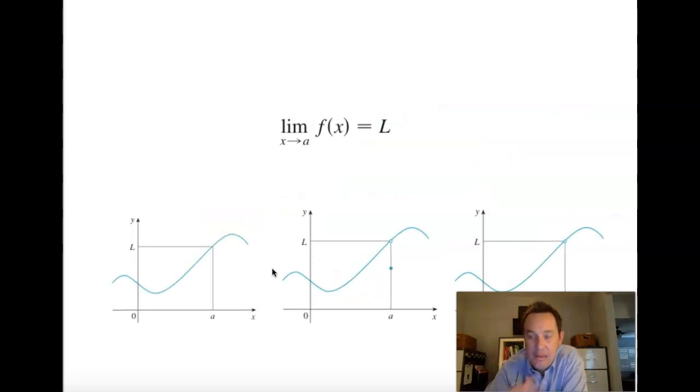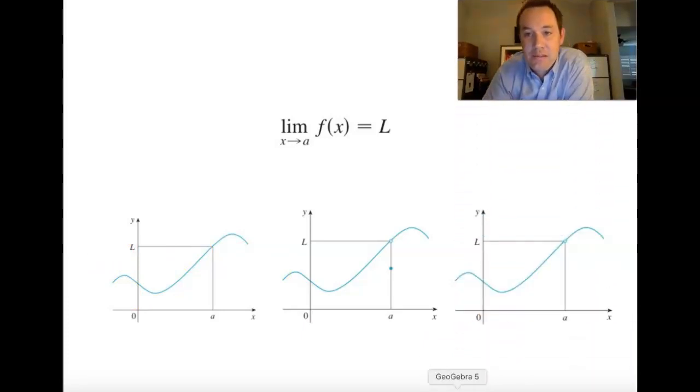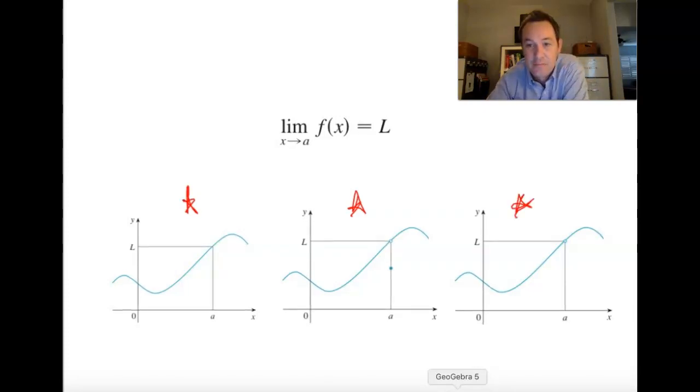And I want to point out again that it does not matter what's going on at a. What matters is the behavior of the function as we approach a, as we get closer and closer and closer to a. In all three of these cases, the limit of f of x as x approaches a is L. And that's because the behavior as we approach a, as I trace along this curve and get closer to a, from either side, my y values are always getting closer and closer to L.